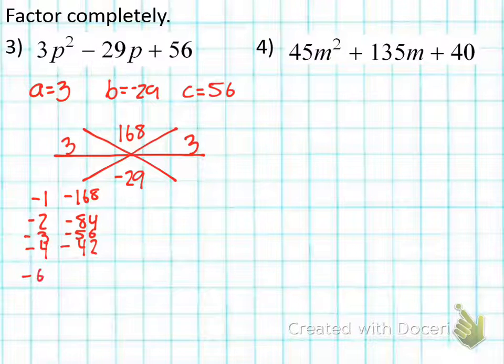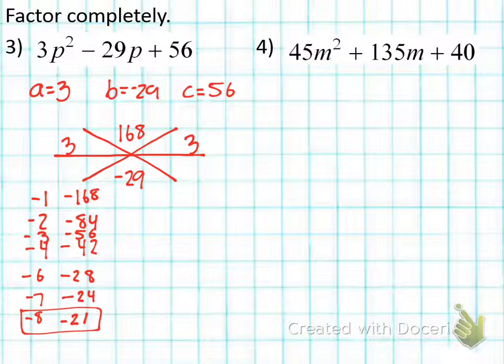But what's negative 6 plus negative 28? Does that equal negative 29? What about 7? 24 and 7. Okay, good. What about 8? Negative 8 and negative 21. Right? Okay, good. There are the two numbers. What's negative 8 minus 21? Negative 29. Okay, so sometimes it's going to be hard like this.